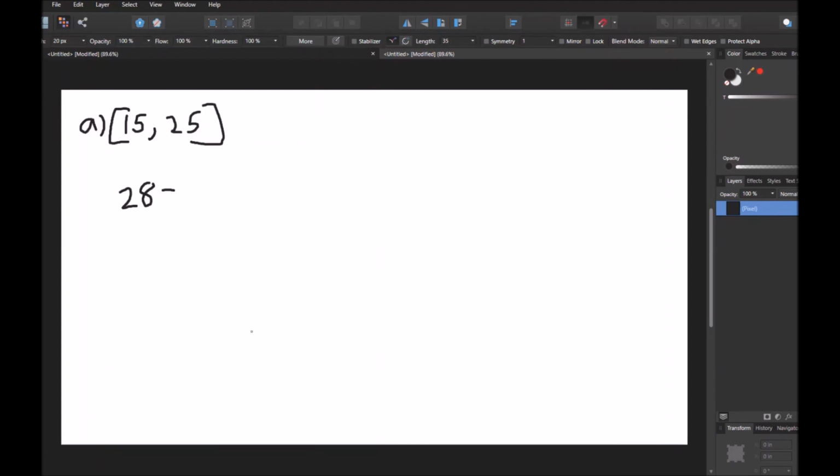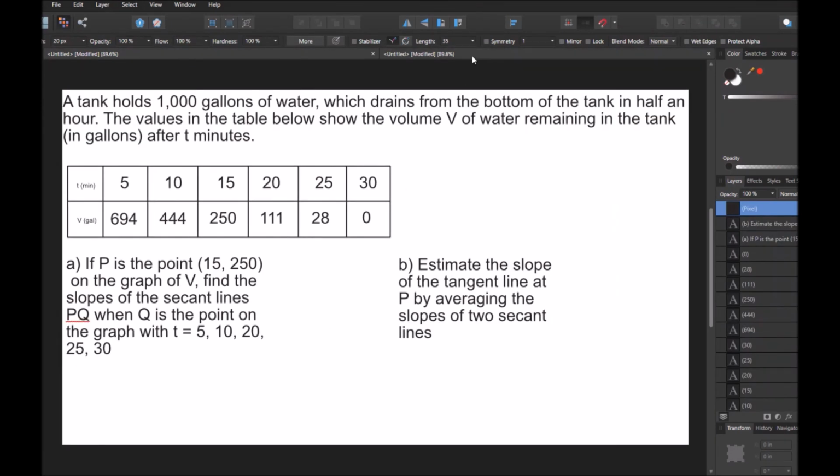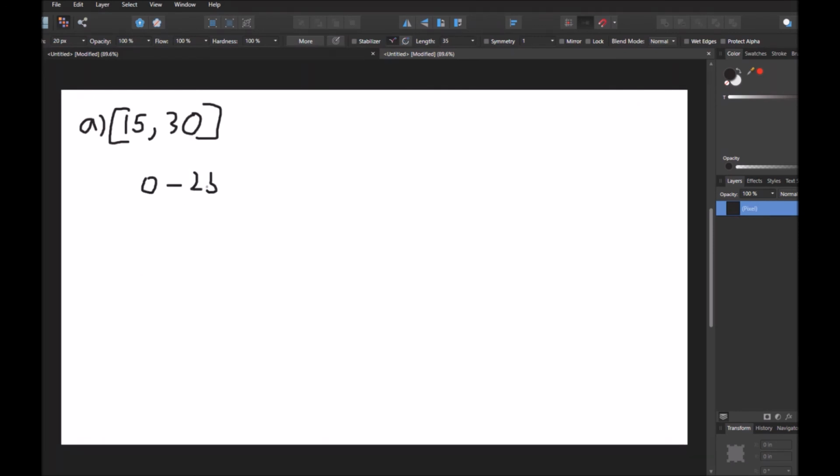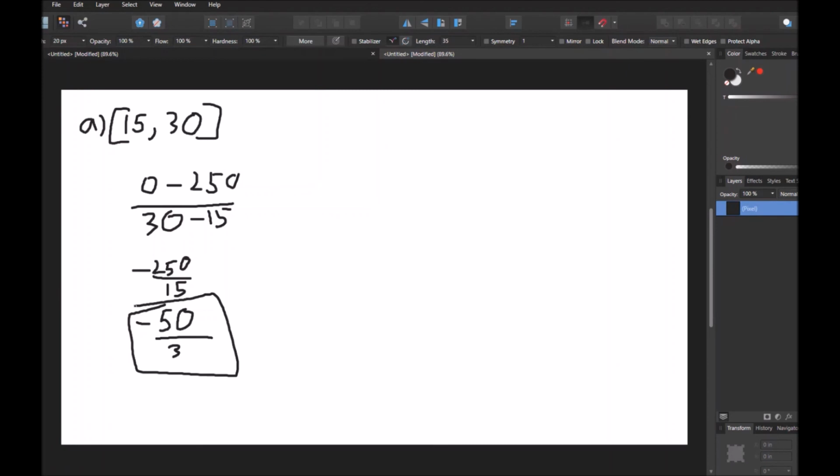And then we're finally going to do the interval 15 to 30. So f of 30 is 0 minus 250 over 30 minus 15. And that's going to be negative 250 over 15. And we can divide both the numerator and the denominator by 5. So 250 divided by 5 is going to be 50. So we're going to have negative 50 over, and then 15 divided by 5 is 3. So 50 over 3, and I believe that's as simplified as we can get it. So negative 50 over 3 is going to be our final answer for that one.